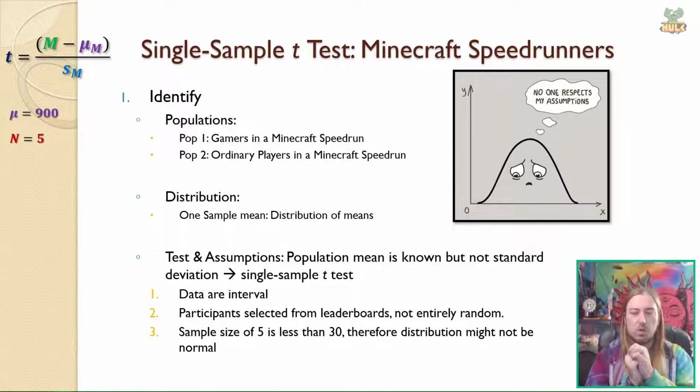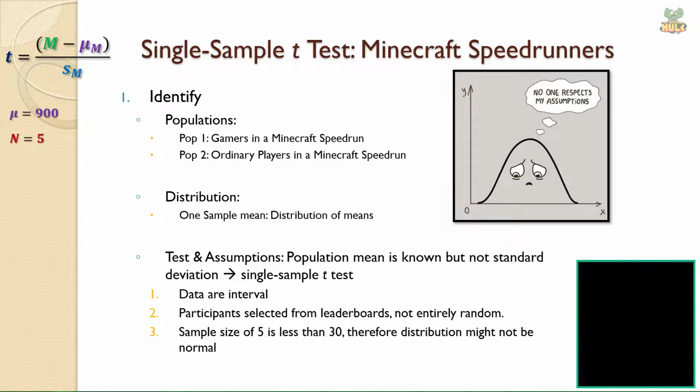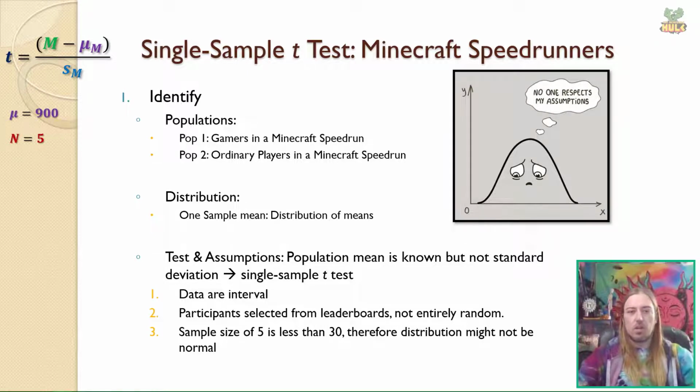What does this mean? Well, we're comparing a sample mean to a population mean to ask whether or not that sample mean is likely or unlikely, given what we know about all those possible values of the sample mean. This means we're looking at a distribution of means.